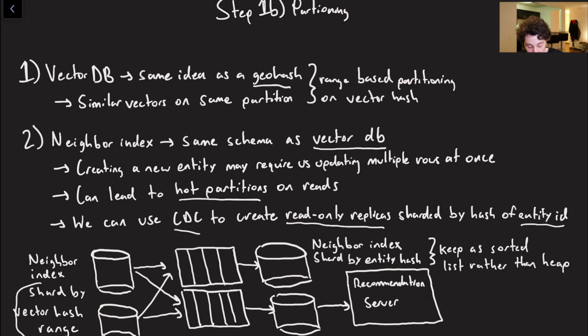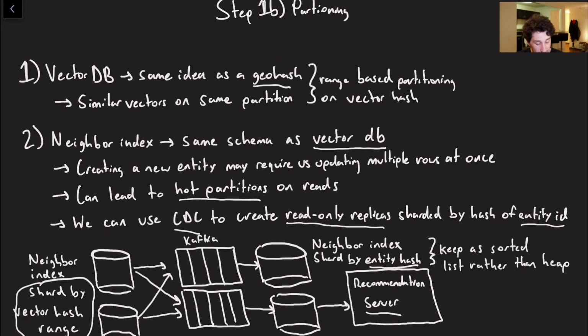So the way that we would do that is, we've got our neighbor index, which is sharded by the vector hash range on the left over here. And when we write to it, we take all of those changes, we throw them over here into Kafka, into the appropriate Kafka partition based on the entity ID. And then we sync those into our neighbor index, which is actually going to be sharded by the entity hash. And this is what we want the recommendation server to be reading so that we can avoid having a bunch of hot partitions. We can also have a cache in between there as well to speed things up even further, which I do in the final diagram.